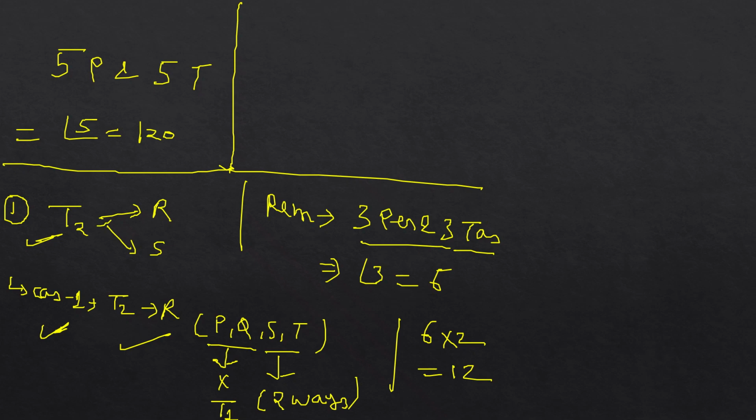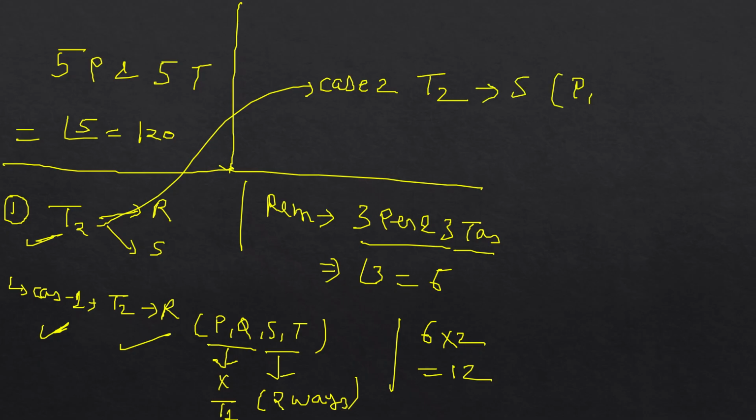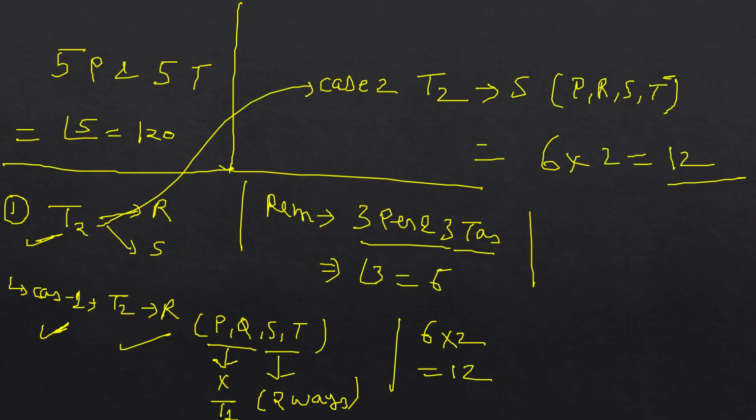Now we will see case number 2, where task T2 is completed by S. Now who will remain? P, R, T. So this is similar to the first case. So we'll get 6 into 2 and get 12. So total 12 plus 12, 24 will be our answer.